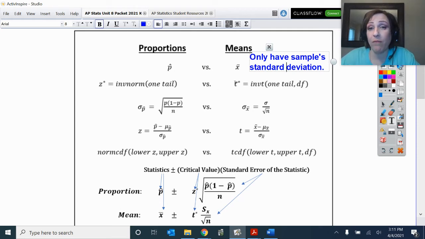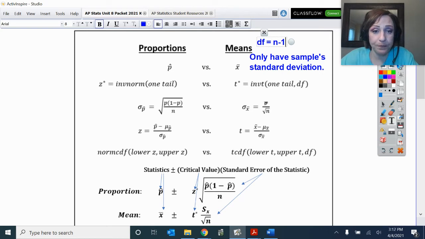So we have more variability, so we have this T star. These T curves would be for a critical value. If I say be 95% confident, then I would want the critical value: do inverse T of one tail, but comma, you have to tell it what degrees of freedom to use. And then remember your DF is your N minus 1.